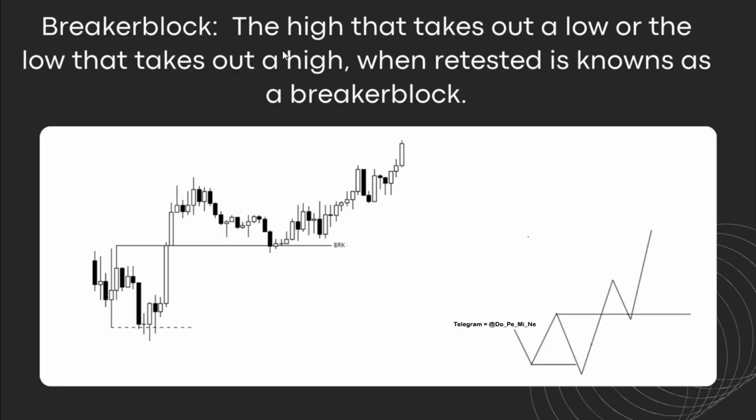So the definition of a breaker block is the following: the high that takes out a low, or the low that takes out a high when broken and retested, is known as a breaker block. Now in the hierarchy of key levels, breaker block is in the mid range, right? In the mid range of significance, but it's an important key level that you could use on the higher time frame. Now you can see right here that we've got this high and this low right here, and what happened is that this high took out and turtle souped this low, and then it got broken above after that, and after that it became a breaker block. Now we're gonna wait for it to be retested and find support there, and we're gonna expand from there.